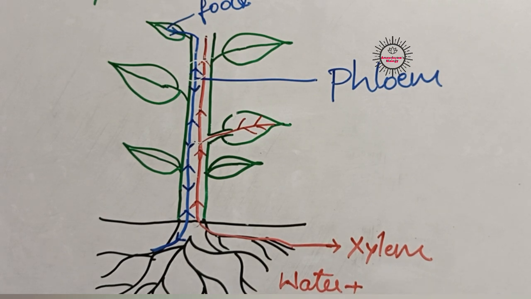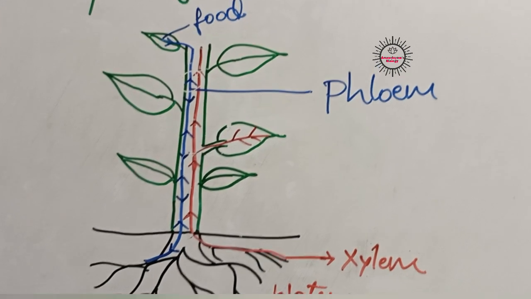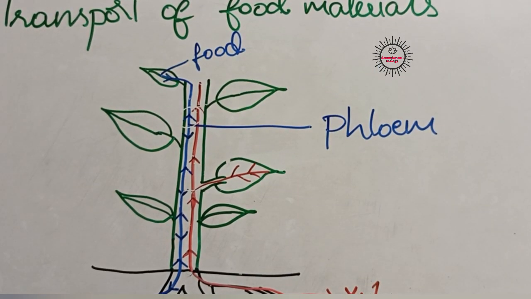So in this video we have learnt how transportation takes place in plants. For transportation, plants have two pathways, xylem and phloem. We have seen how it takes place in both cases. That is about our video.